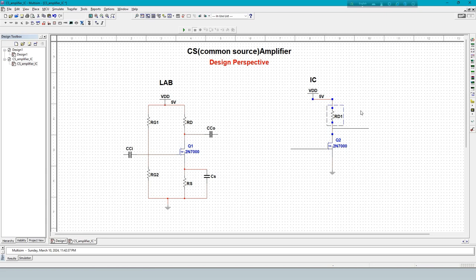At the end, we can use this MOSFET in its place, that can work as a resistor.